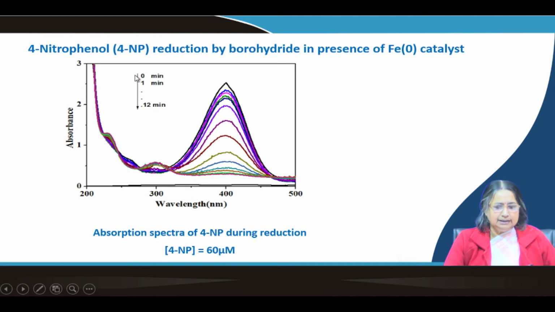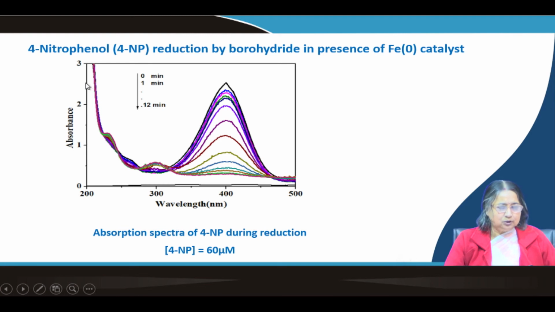Now, you see here 0 minute and this is 12 minute, it is going in this way. This is the 0 minute spectra and slowly it is going down. This is the 12 minute spectra. So, nitrophenol, but actually nitrophenolate, it has already been converted into nitrophenolate. This nitrophenolate has the absorption here.